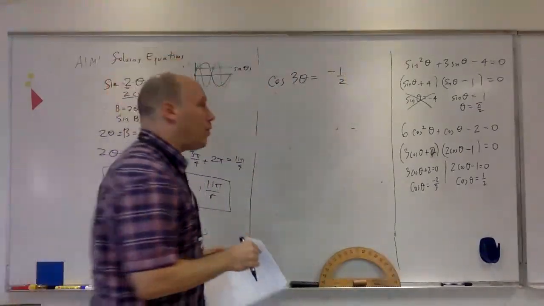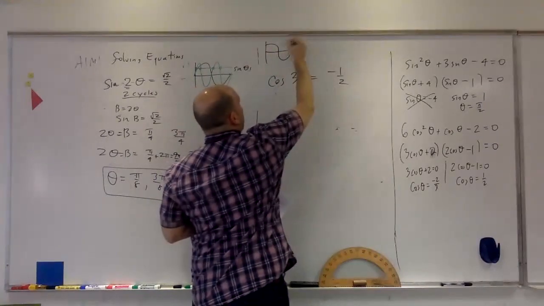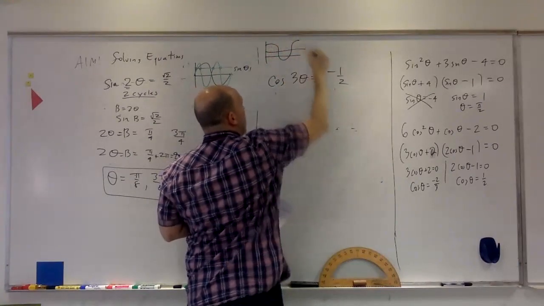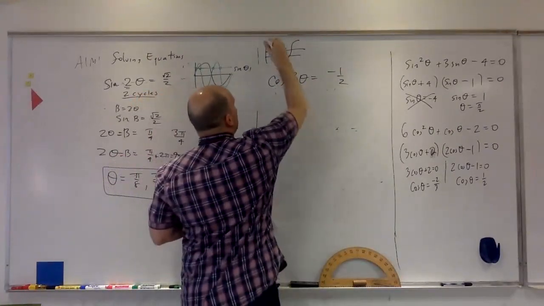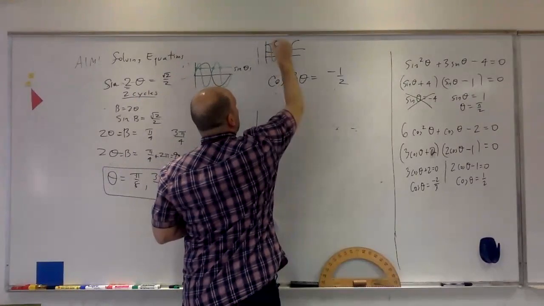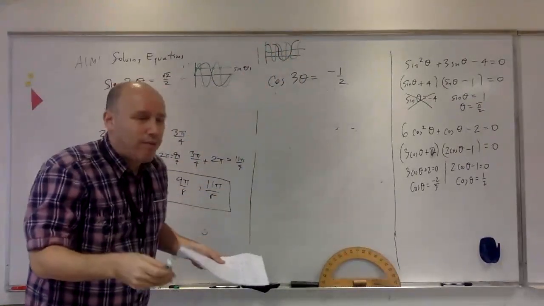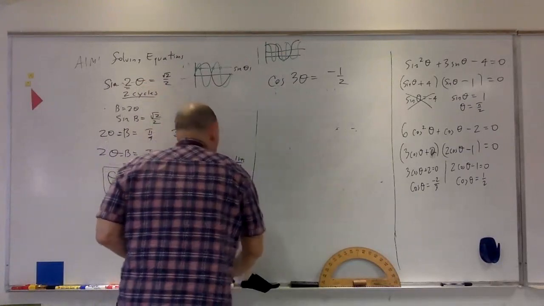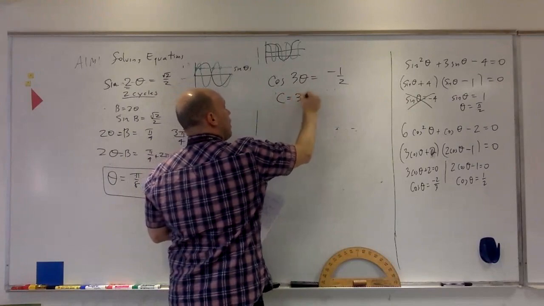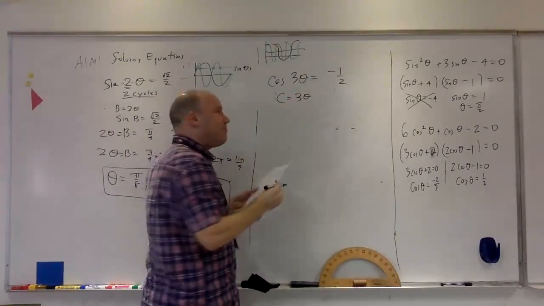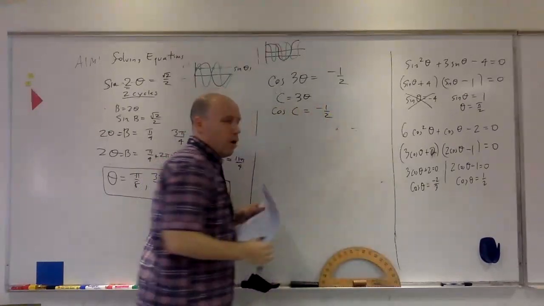First, acknowledge you have 3 cycles. If you think about it, this is one way, and this is like negative 1/2 down here. But we're not looking for those 2. We're looking for, it's like kind of like 1, 2, 3. So we have 6 solutions. We have to find them. That's fine. Let's see. So let c equal 3 theta. I'm changing the letters around. So we have the cosine of c equals negative 1/2.